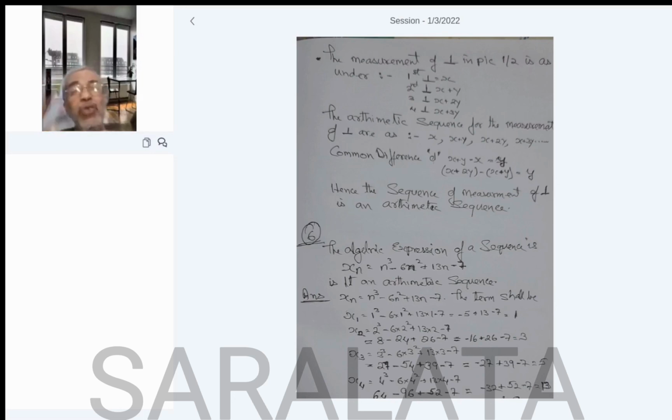In case you have any doubts, please let me know, because this is the first step as far as sequence is concerned. The next, terms and position, is what I'll be taking in the next class. I hope you all have understood it. In case you have any difficulty, please let me know. We will clear it up.